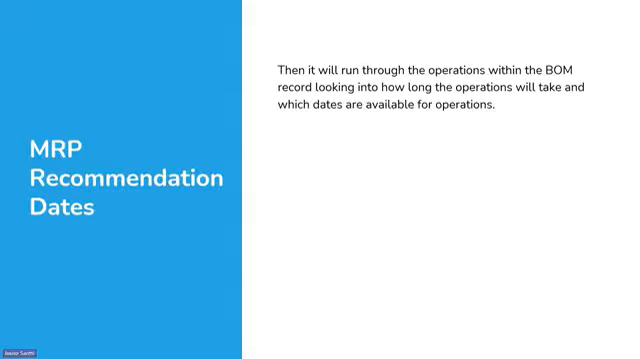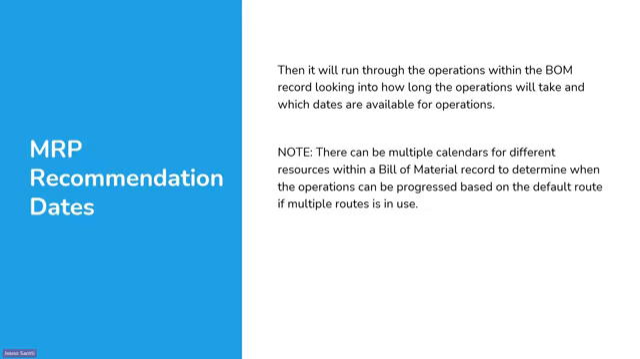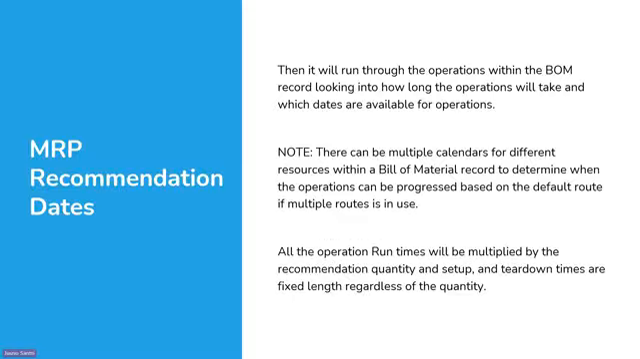Then it will look into the bill of material record, break it down, and have a look at how long the operations will take. And we have to note that there are multiple calendars available in CIM200 where you can set, okay, these operations can only be done on a Saturday, only on a night shift on a Wednesday, only on a Monday to Wednesday schedule, and MRP will take those calendars for individual operations on the resources into account.